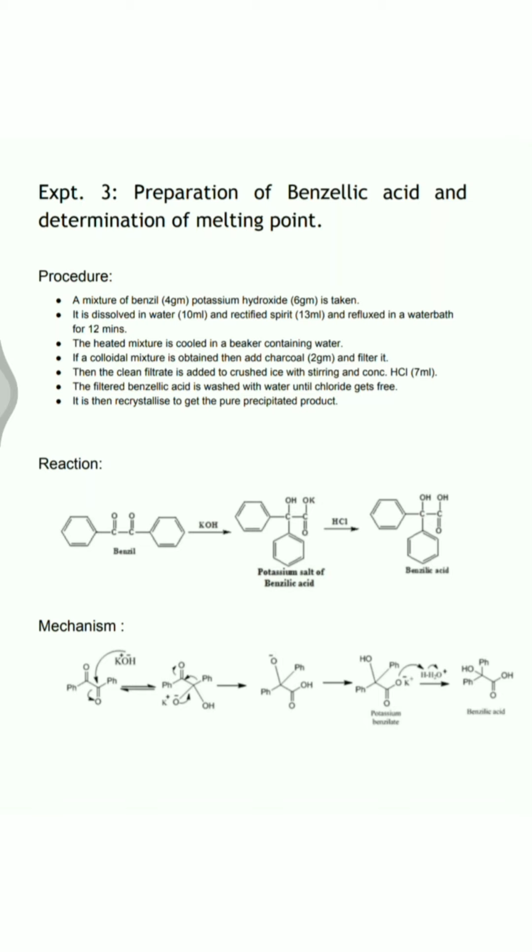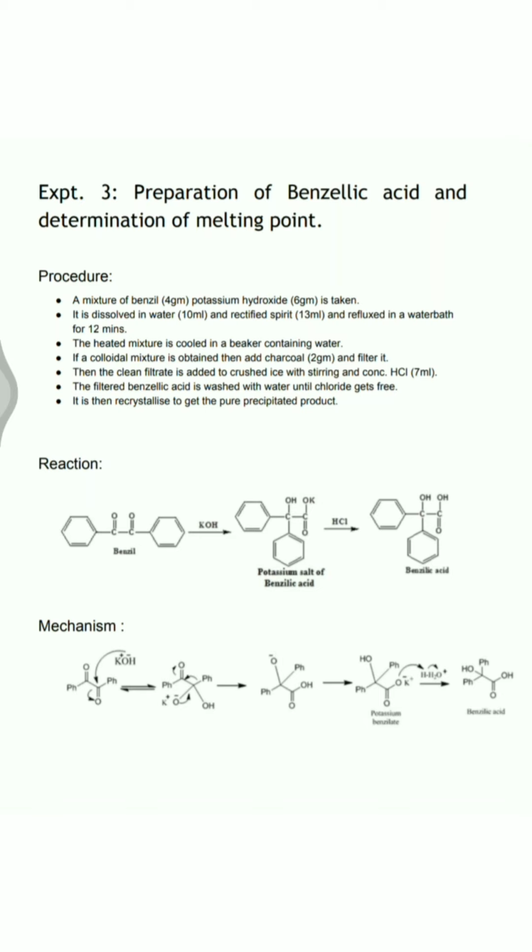The filtered benzilic acid is washed with water until it is chloride free. The chloride ion gets removed as HCl. It is then recrystallized to get the pure precipitated product. The product which we will get is needle shaped crystals of benzilic acid.